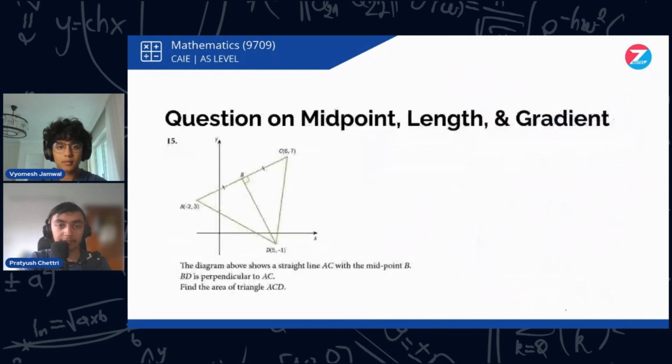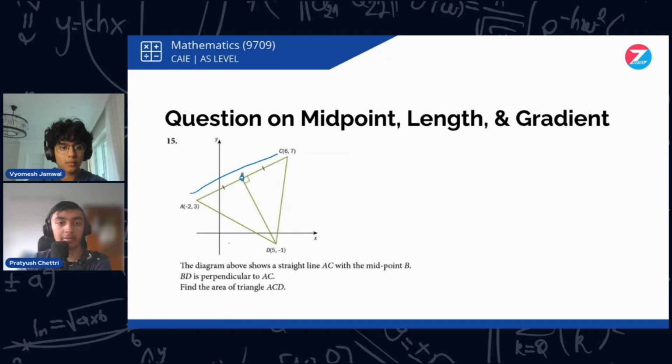Okay. Here's a question that combines the previous three concepts we've just covered. I'm going to do this real quick just to show you how these three concepts relate to each other. The diagram above shows a straight line AC, that's here by the way, with the point midpoint B. So this is the midpoint of these two. And BD is perpendicular to AC.